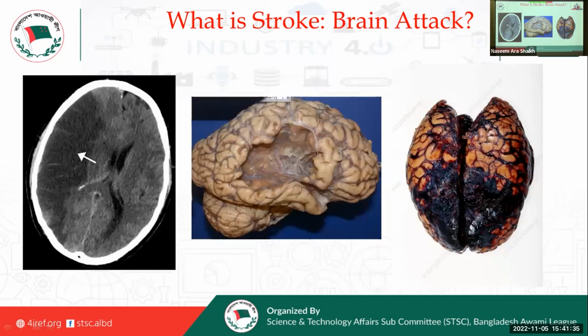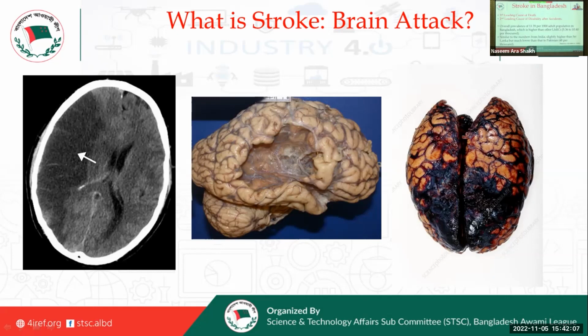When a stroke patient comes to us, the CT scan looks like the left image, and the other 2 images on the right side are post-mortem images. The middle one is an image of ischemic stroke, where the brain cells died and caused a huge hollow in the post-mortem brain. And the third one is a hemorrhagic stroke, where there is a lot of hemorrhage, the brain is ultimately damaged and the patient also died.